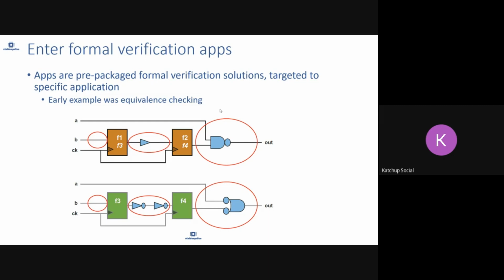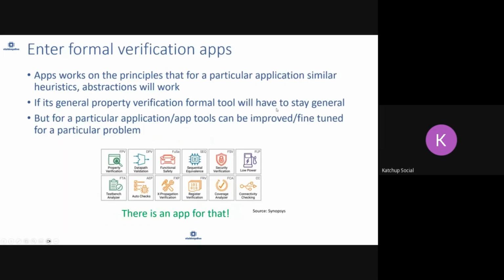A lot of companies came up, like Jasper, and now even Synopsys formal verification. They still support property verification, but they also entered into doing a lot of formal verification apps. With these apps, you don't need a really specialized formal verification expert. They are bundled in such a way that, similar to formal equivalence checking, for a specific problem area they work really well with little or minimal expert effort. That's how formal verification apps came out.